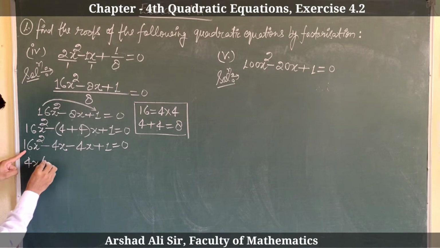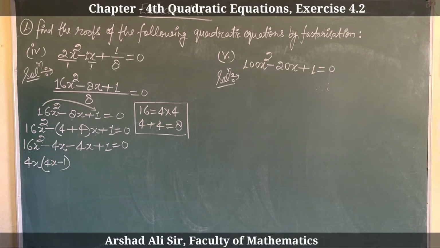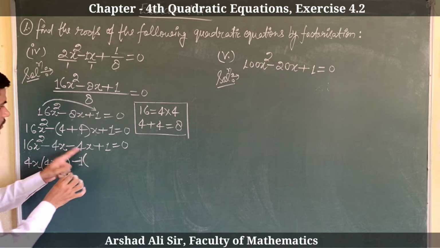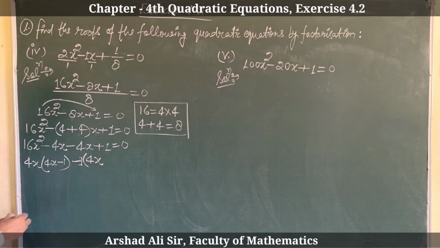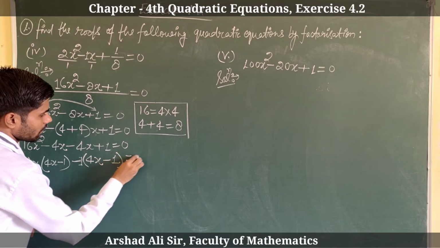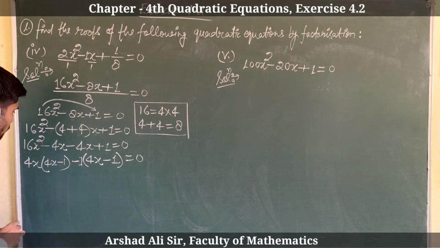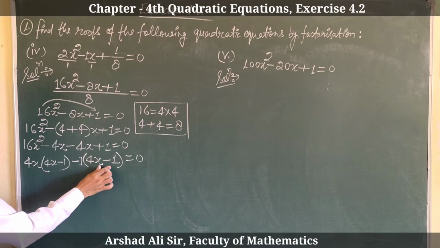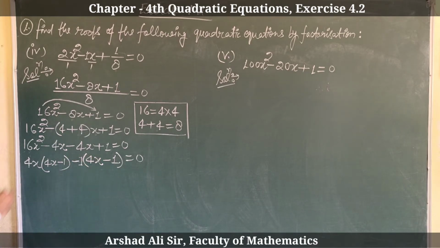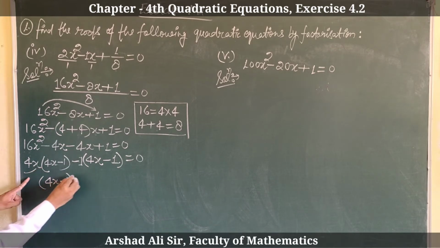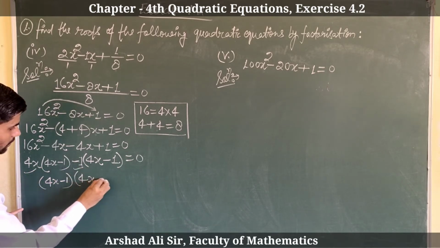What we get? 4x minus 1. Okay, now we can take minus as a common. After taking minus as a common, minus means minus 1. Now here 4x will remain and here minus 1. Why minus 1? Because we have already taken the negative sign out of the bracket. Now 4x minus 1, 4x minus 1, both the factors are same, we can write (4x minus 1) squared.